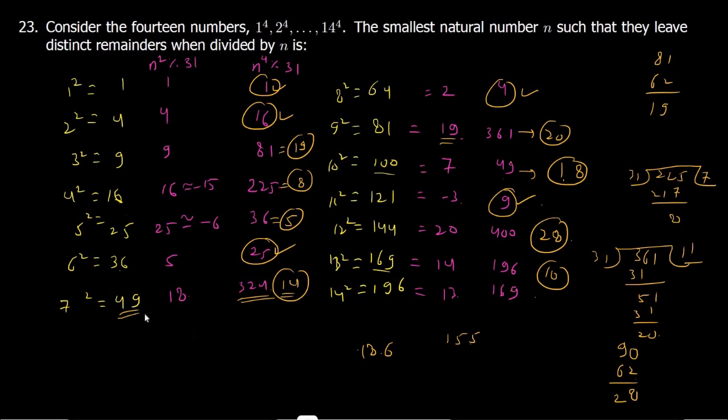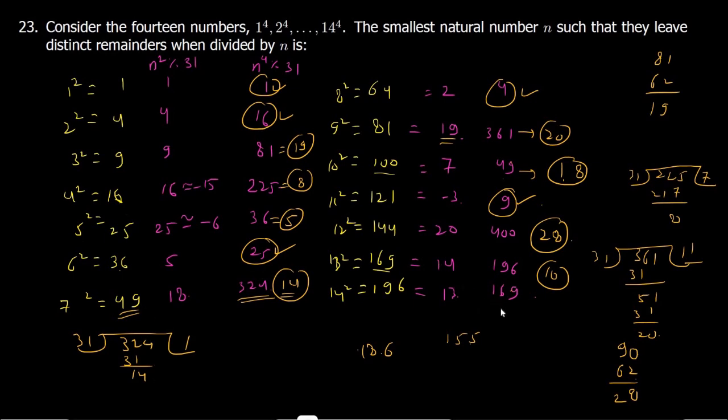49 minus 31 is how much? 49 minus 31 is 18. 18 square is 324. 324, if I divide by 31, what's the remainder I get? 10 times 31 is 310, and we get 14 as the remainder.